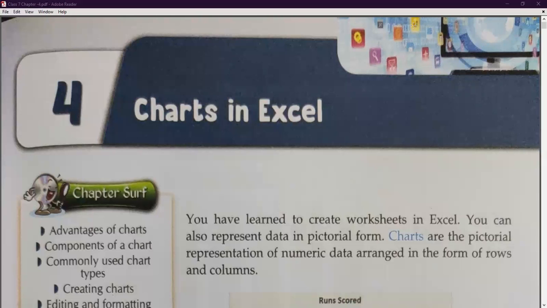So, Namaste students. Now we are going to start chapter number 4 in computer, which is about charts in Excel. So far, we have done 3 chapters in which we had discussed the salient features of Excel. Excel is a tool, you can say a web application in which we just create tables with the help of rows and columns, and we can implement various kinds of mathematical operators, formulas and functions also.